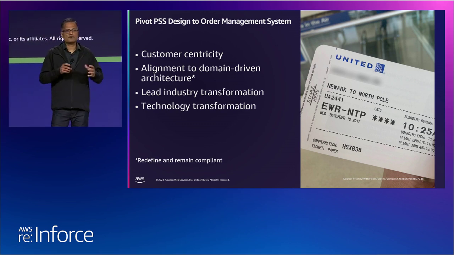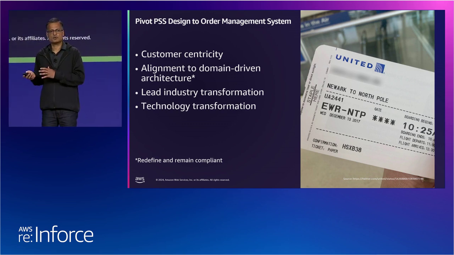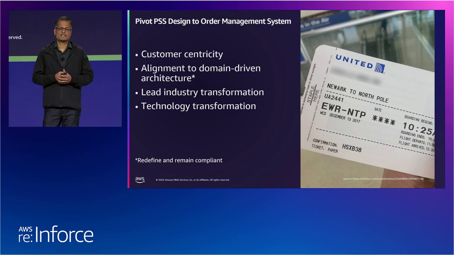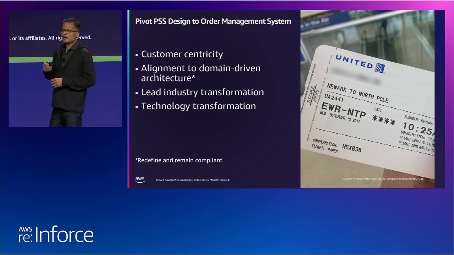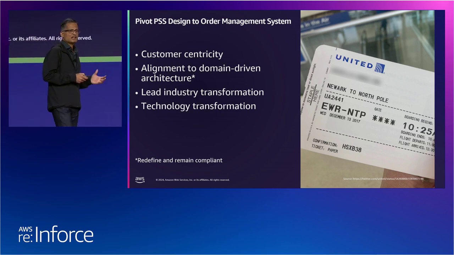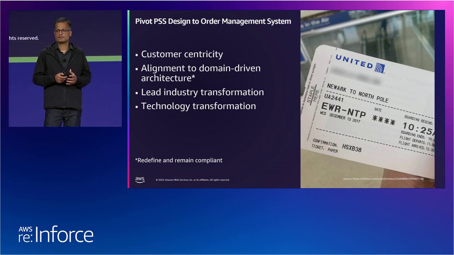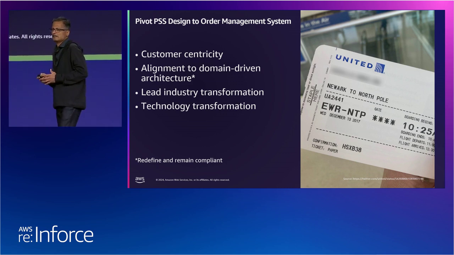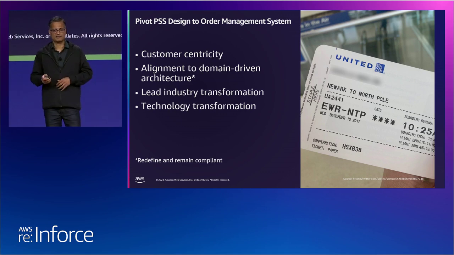If we pivot towards a domain-based approach, similar to an order management system, it helps us leverage all the capabilities which have been created across multiple industries. And it helps us lead in the transformation journey for the industry. As we are redefining our business, it helps us remain compliant with the rest of the industry, at the same time not constrained by the technology we have currently.